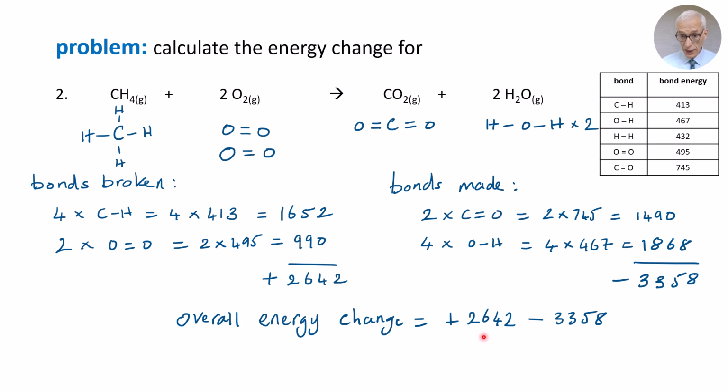So the overall energy change is the sum of breaking and making, so plus 2642 minus 3358 comes to minus 716. Exothermic, more energy released than absorbed. It has a negative energy change, overall energy change.